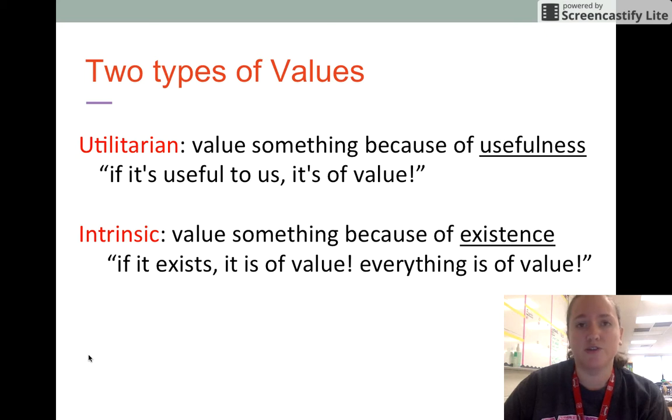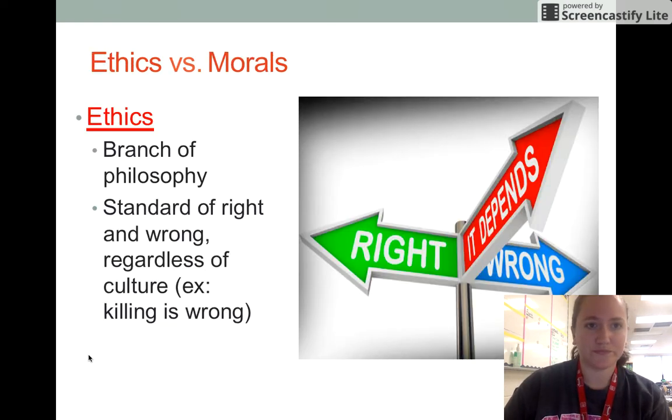If you've ever gone to a national park or any park in general, and you walk around and you like the sunshine and the trees and all the other plants, that would be an intrinsic value. Even though you're not going to cut those trees down and use them for anything, you would feel that they are of value. So the difference between ethics and morals: ethics is a branch of philosophy.